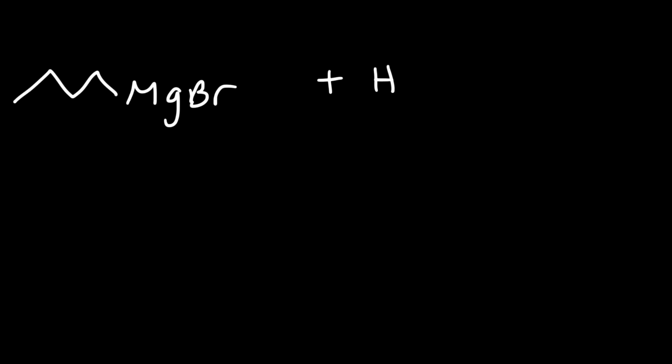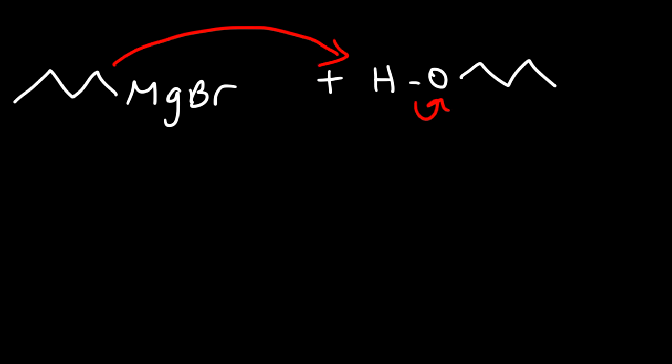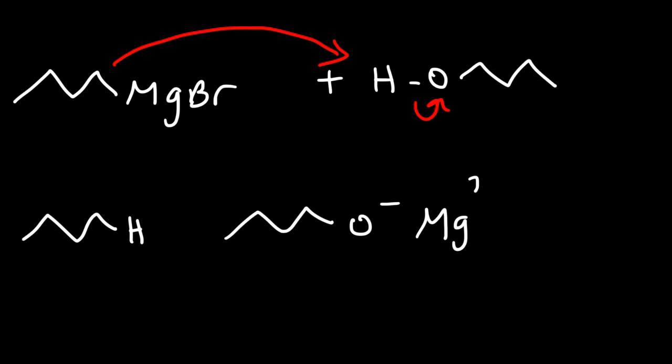So let's say we mix the Grignard reagent with an alcohol. It's going to behave as a strong base, deprotonating the alcohol. And so we're going to get an alkoxide in addition to an alkane. So here is the alkoxide ion, which is going to pair up with the magnesium ion and the bromide ion. So we could just write that as ROMgBr. Sometimes you may see it like that.